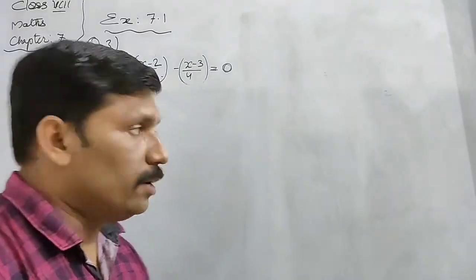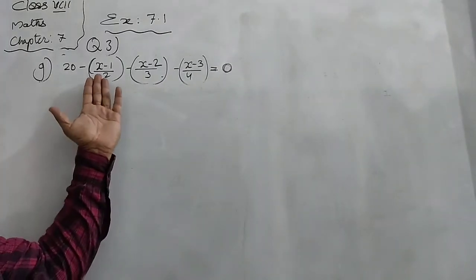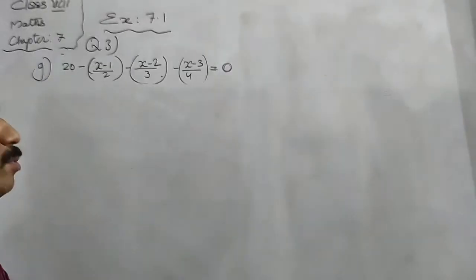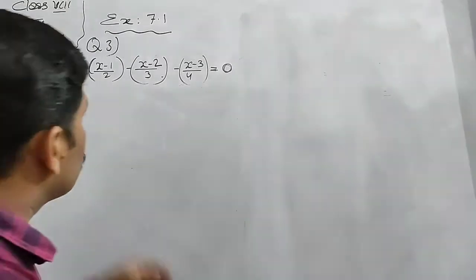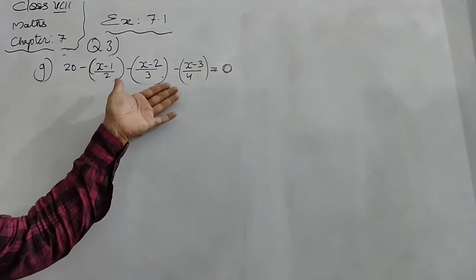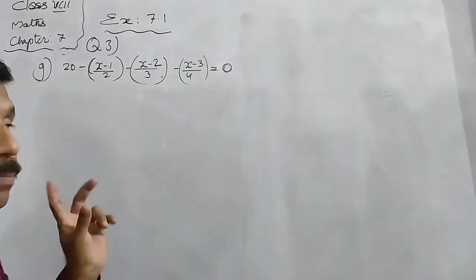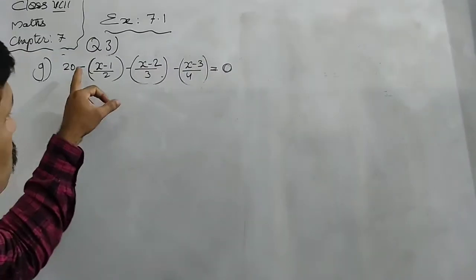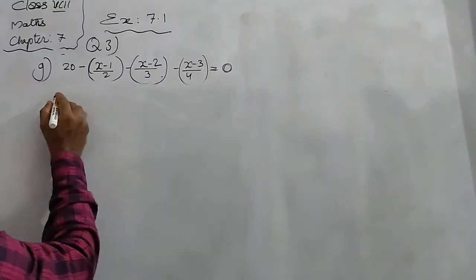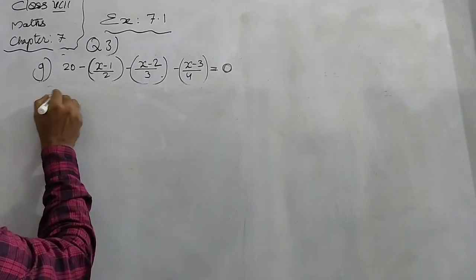Students, question number G. All of you see that 20 minus x minus 3 upon 2 minus x minus 2 upon 3 minus x minus 3 upon 4 is equal to 0. Students, here we want to subtract this. In order to subtract, we want to take the LCM and make the denominator equal. But before subtracting, the rule of subtraction is addition with the additive inverse of the second number. So here I am rewriting accordingly.